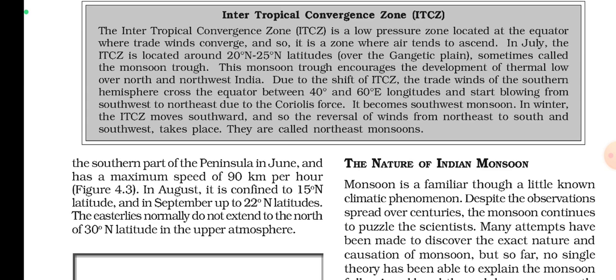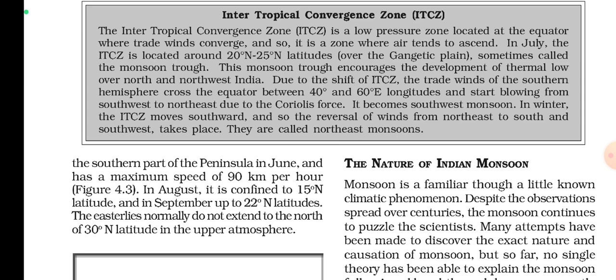In July, the ITCZ is located around 20 to 25° north latitudes over the Gangetic Plain, sometimes called the monsoon trough. The monsoon trough encourages the development of thermal low over north and northwest India. Due to the shift of ITCZ, the trade winds of the southern hemisphere cross the equator between 40° and 60° east longitudes and start blowing from southwest to northeast due to Coriolis force. It becomes southwest monsoon.